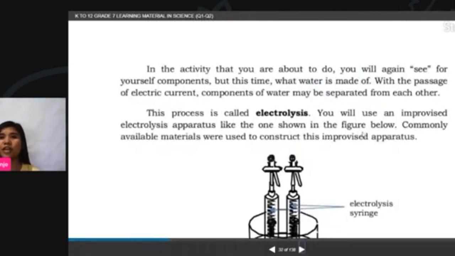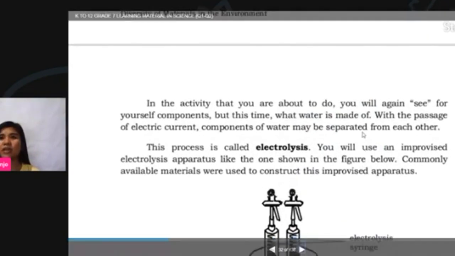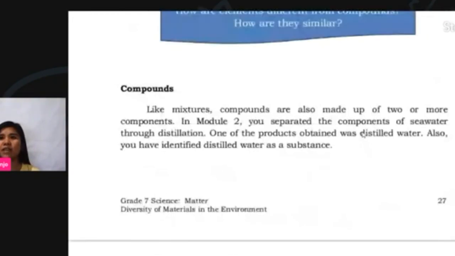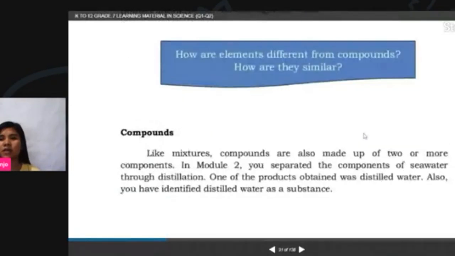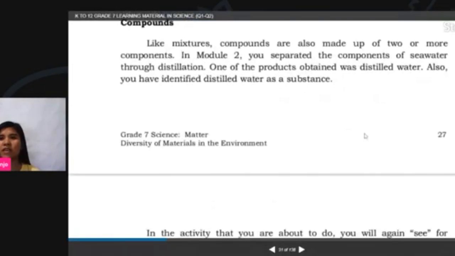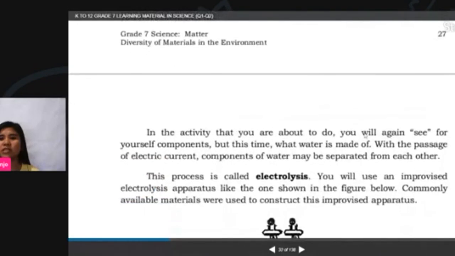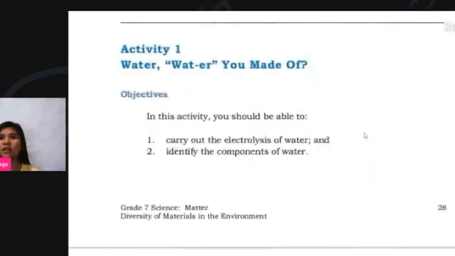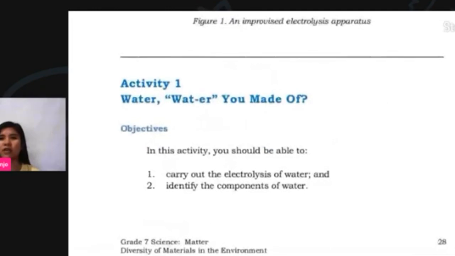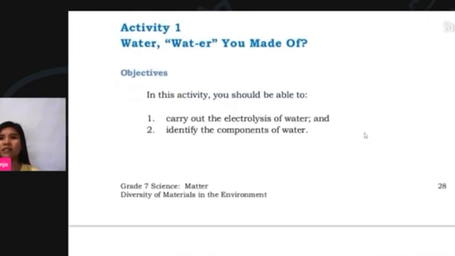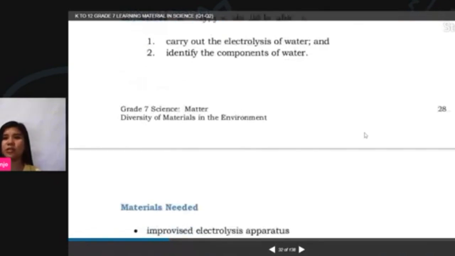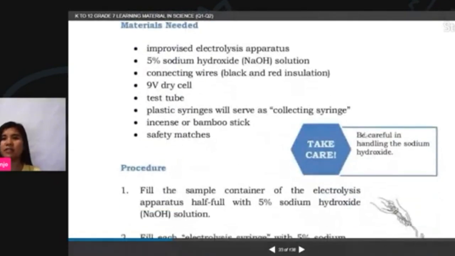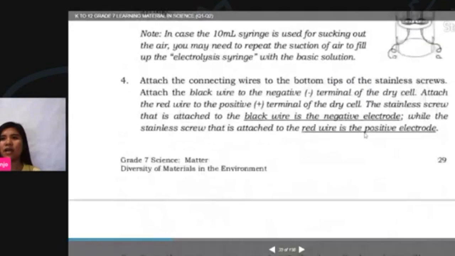You're going to have this activity entitled Electrolysis. Water, what are you made of? It's a very nice activity. You're going to use an electrolysis apparatus.